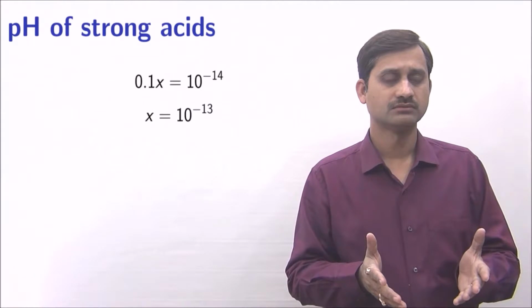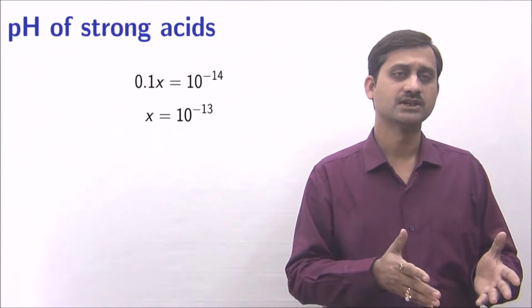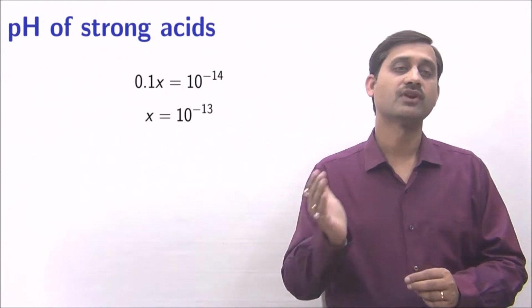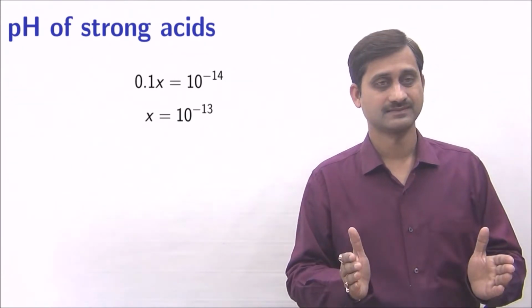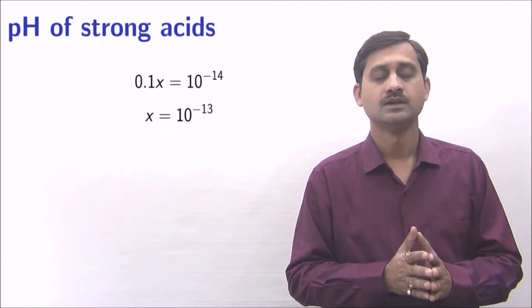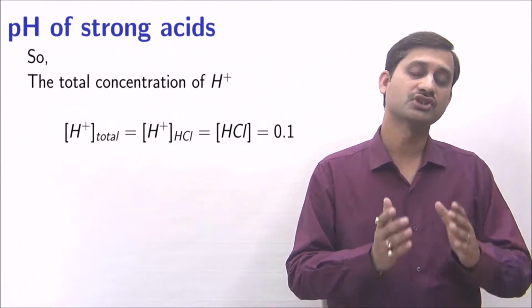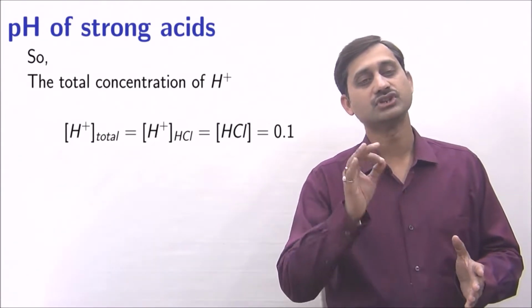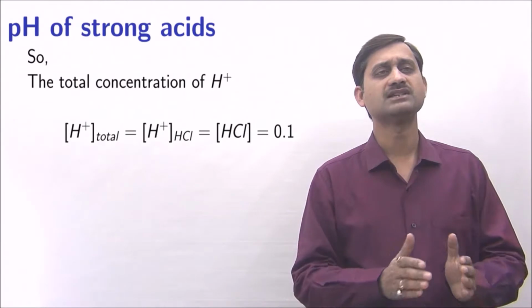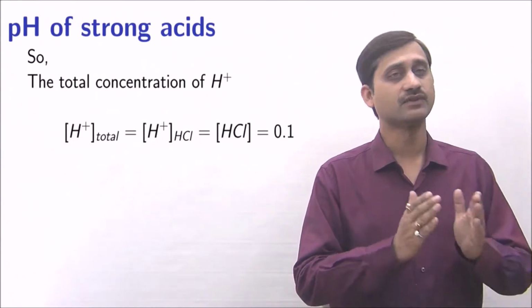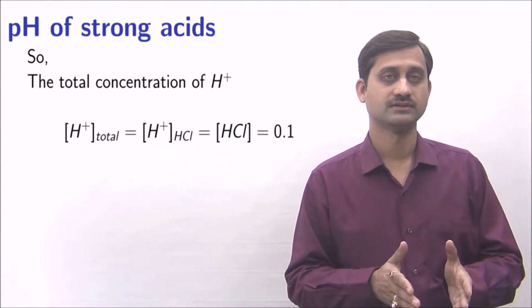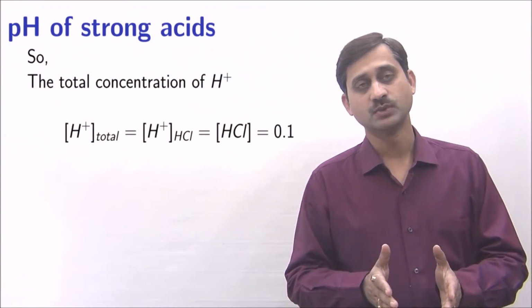In such a situation, it becomes quite appropriate to neglect the concentration of H plus coming from water, that is X. This is the quantity present in the addition terms, so it is easily neglected. This would mean that the total concentration of H plus is simply the concentration of H plus we are obtaining from hydrochloric acid. So H plus total is simply the H plus from HCl, which is equal to the concentration of hydrochloric acid, which is equal to 0.1.